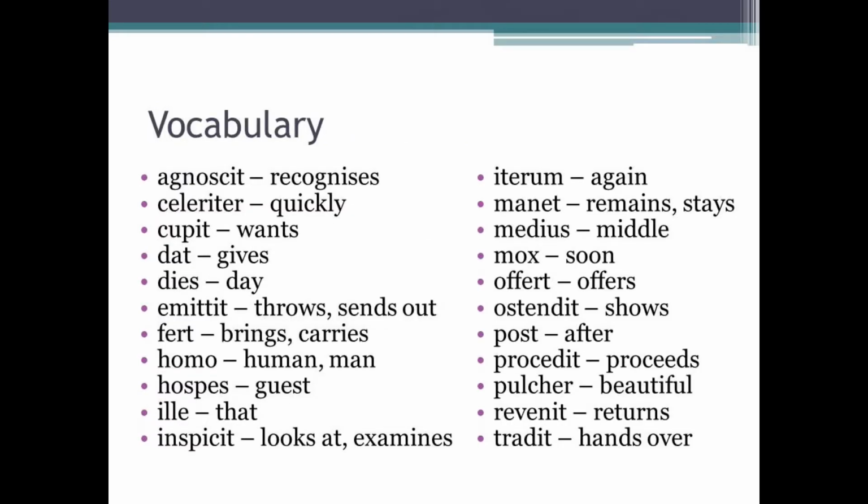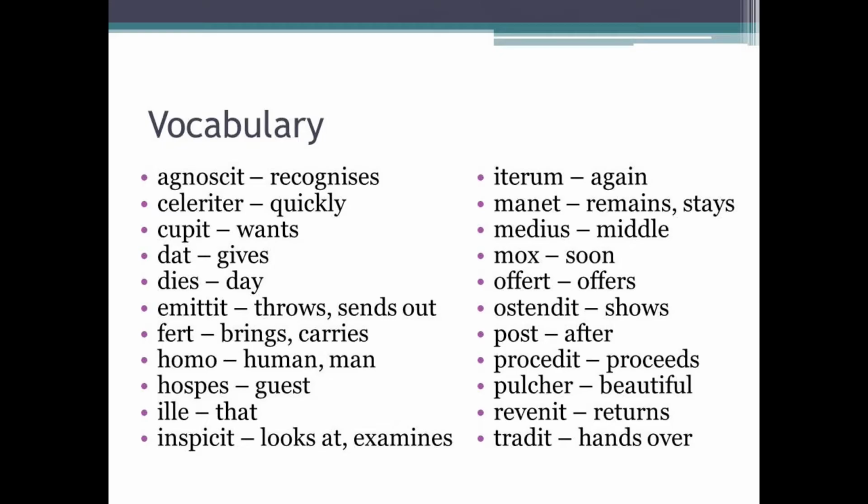Now that we've covered the grammar, let's have a look at some more vocabulary. Agnoscit means recognises. Celeriter, quickly. Cupit means wants. Dat means gives. Dies is a day. Emittit means throws or sends out. Fert means brings or carries. Homo is a human or a man.